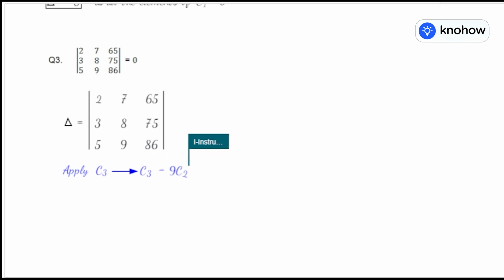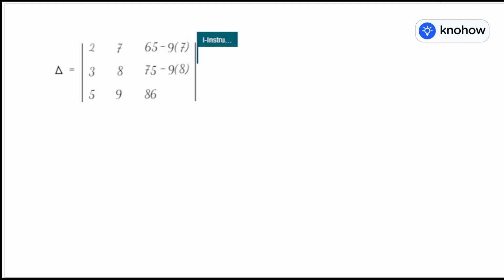You know the property that if to any particular row or column, here to column 3, you subtract or add, we can say we add minus 9 times C2, it does not matter. So the value of determinant remains the same. I can continue to say yes, delta equal to. So keeping column 1 and 2 as such, 2, 3, 5, 7, 8, 9 as such, 65 minus what? 9 times the element of column 2. So minus 9 into 7. Similarly, 75 minus 9 into 8 and 86 minus 9 into 9.